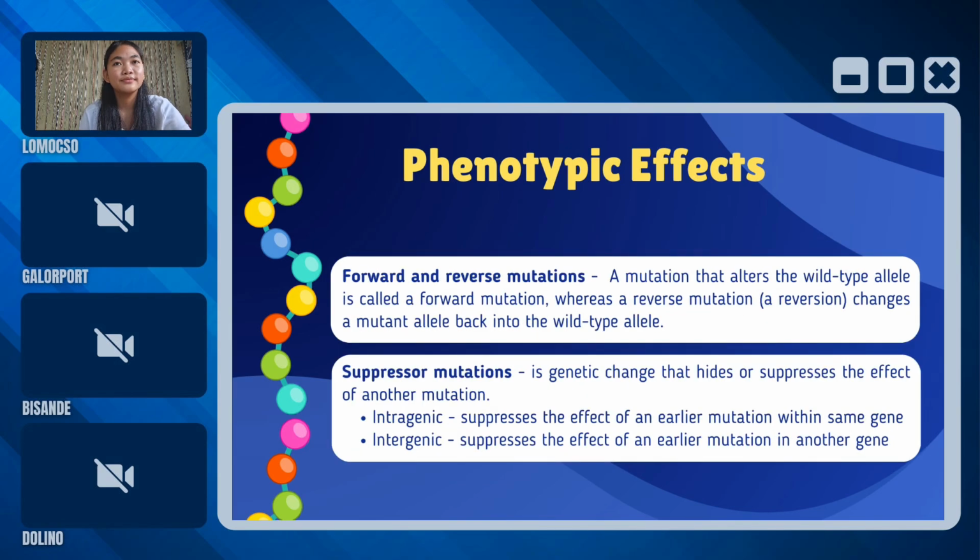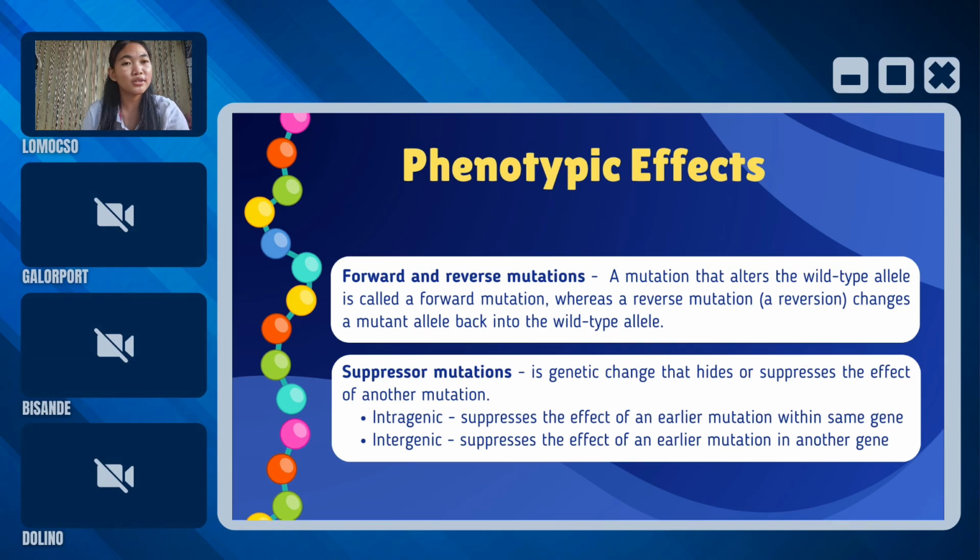Next slide. Now we have the forward and reverse mutations. A mutation that changes the wild-type phenotype to a mutant phenotype is what we call a forward mutation, whereas a reverse mutation or a reversion changes the mutant phenotype back to the wild-type phenotype.